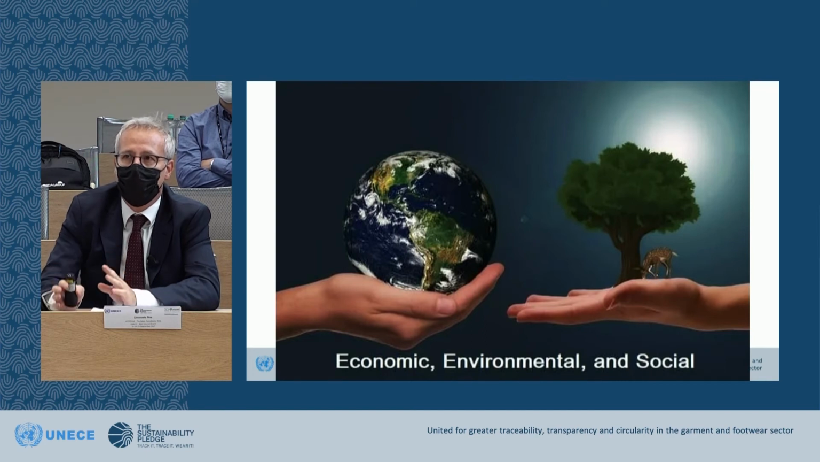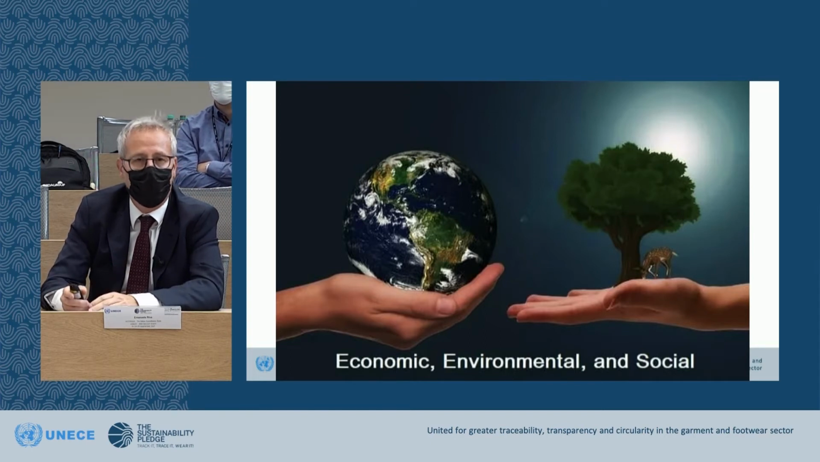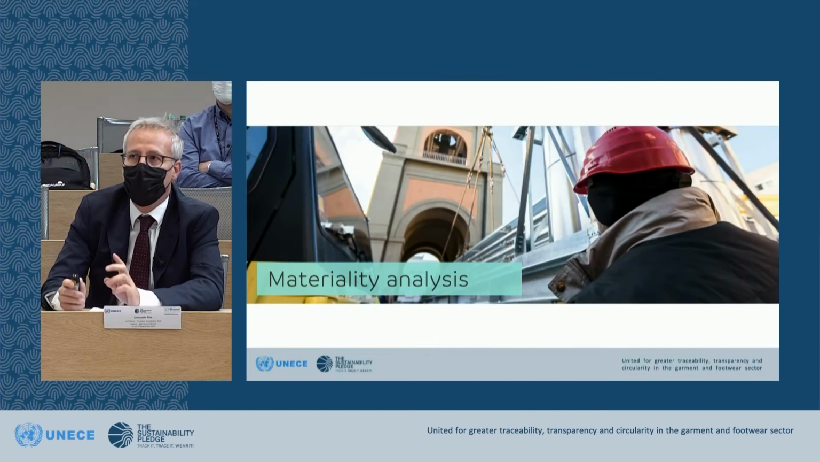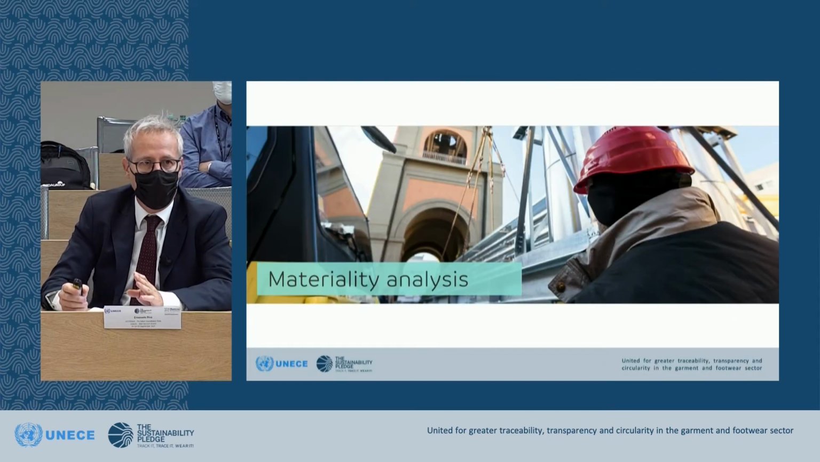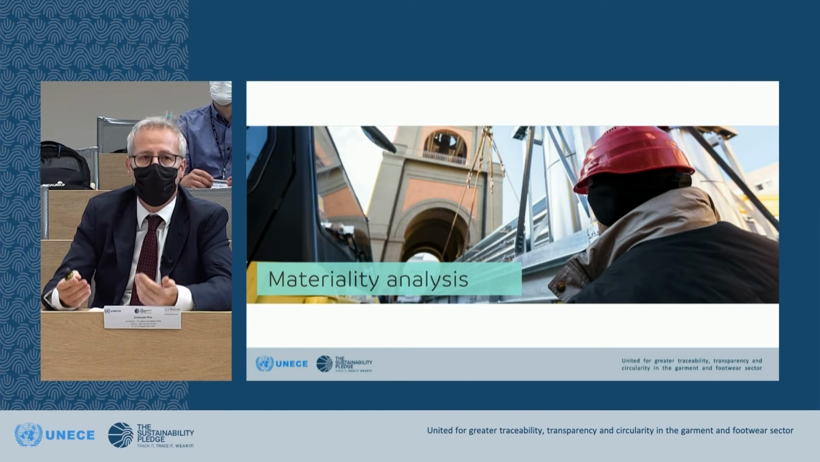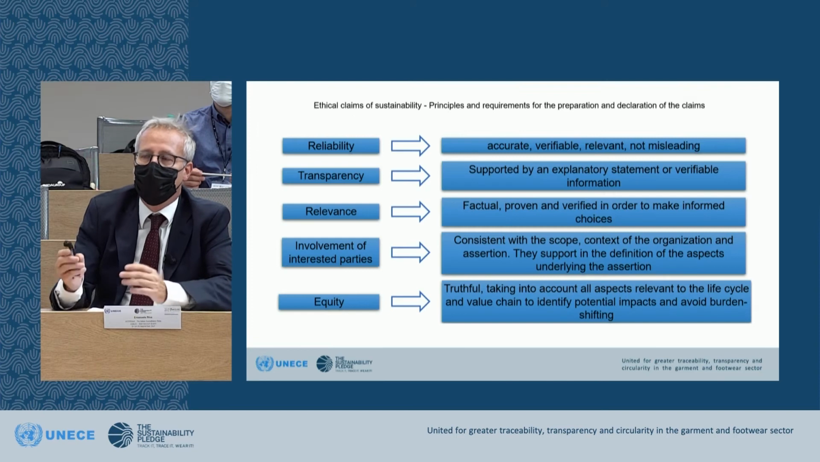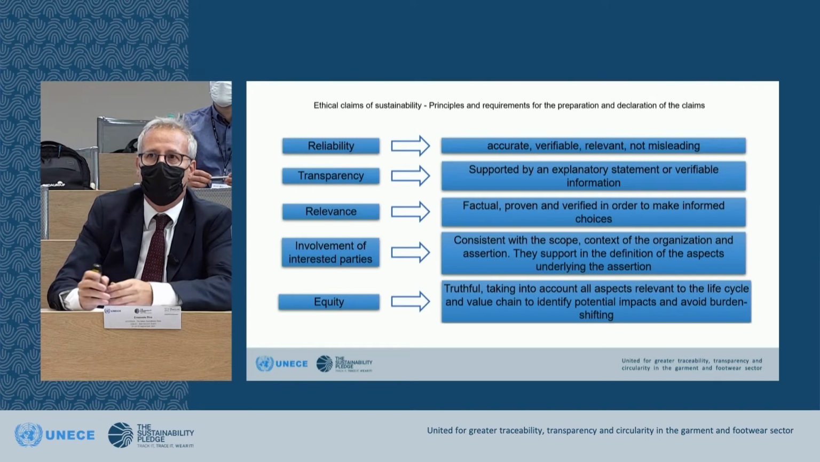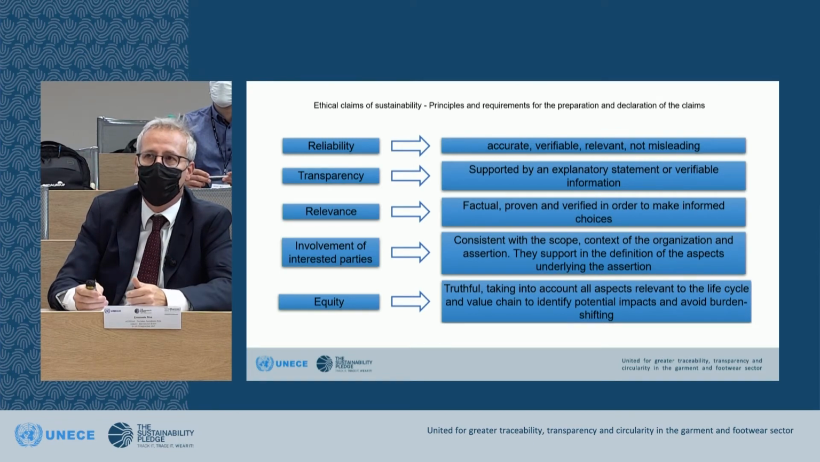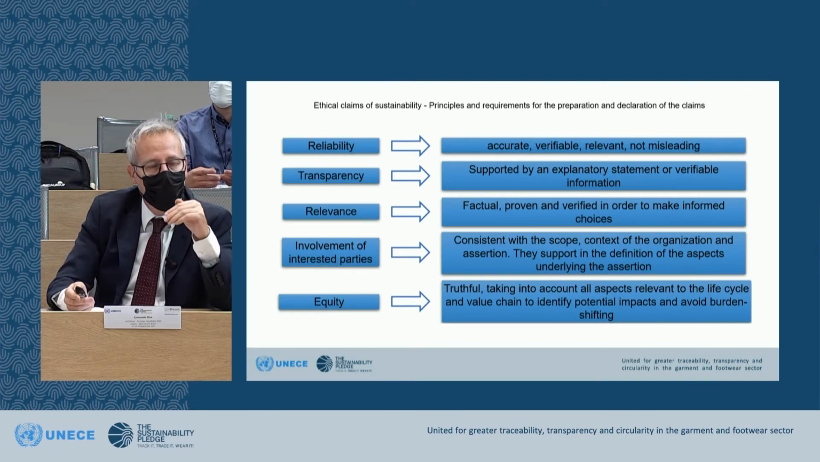So the main points are, in order to have this claim, according to sustainability, you have to take into consideration the 3 pillars, economic, environmental, and social, not just one, 3 pillars. Of course, you have to understand which is the most critical in your case, so you need a materiality analysis in order to understand what is the real need of the stakeholders. This is to avoid misleading, greenwashing, and so on. There are the control points that are reliability, transparency, relevance, involvement of interested parties, equity. So we don't have time now to go into details. However, you can download the standard and you can read directly all the control points that you can find.